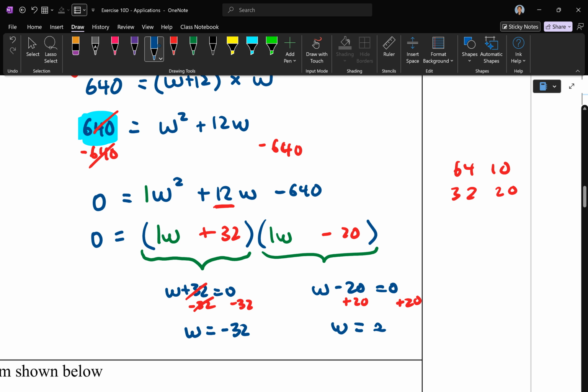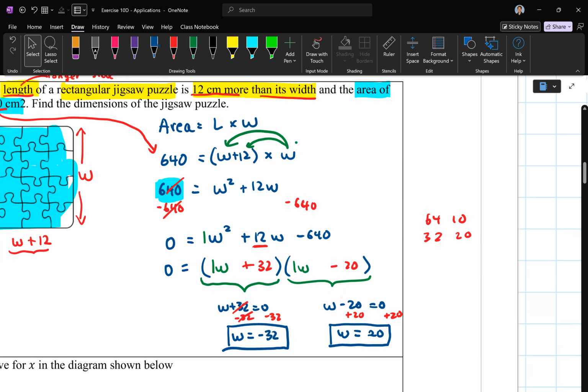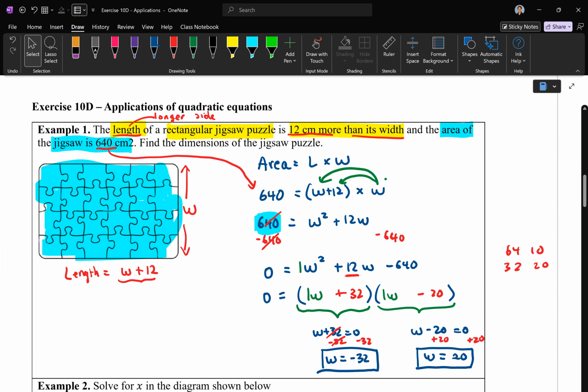And now because this is an application problem, which one is likely the correct answer? Is it negative 32 or is it 20? And why? Very good. Because remember, we're talking about W being the width. How can you have negative 32 centimeters? I can't even find that on a ruler. So logically, out of the two, W has to be 20. Okay, so 20, because it can't be negative.